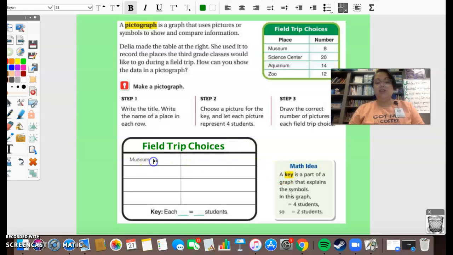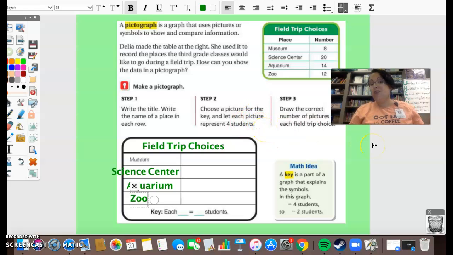Okay, and so some of them chose museum. They've given us one here, so they're showing us where to put the data. So the places are going to go on this side just like they are on the frequency table. All right, so Science Center is going to go right here. I'm not going to bother changing the size. You can still see. Aquarium here and zoo down here.